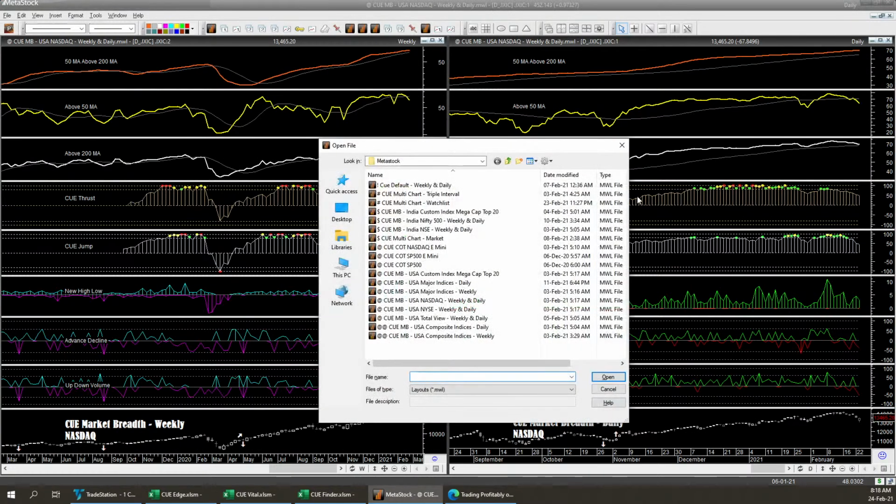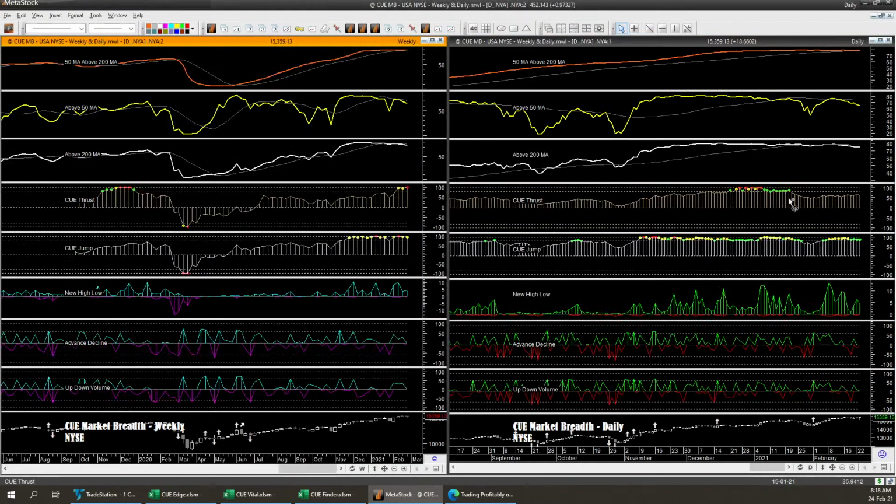What about NYSE? NYSE, the stocks with 50 MA above 200 MA is about to roll over. Stocks above 50 MA has already rolled over for second time. Stocks above 200 MA has also rolled over for the second time. That is showing that under the hood, stocks are starting to come down. Here, the advanced decline and up-down volume are more bullish. Therefore, when you look at NYSE and Nasdaq, in some ways, NYSE is stronger.